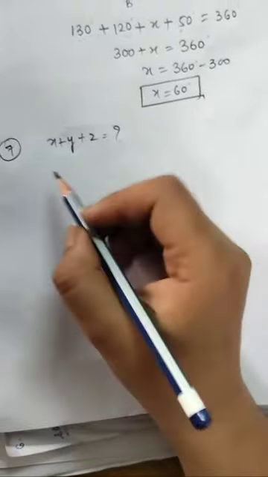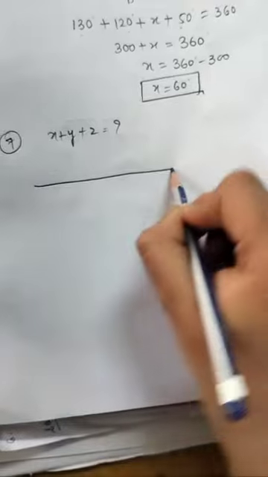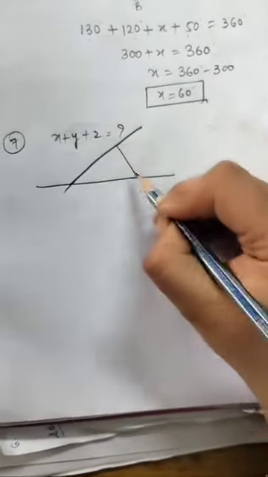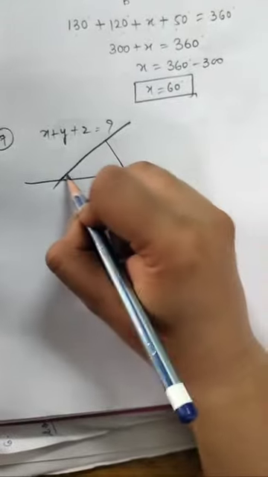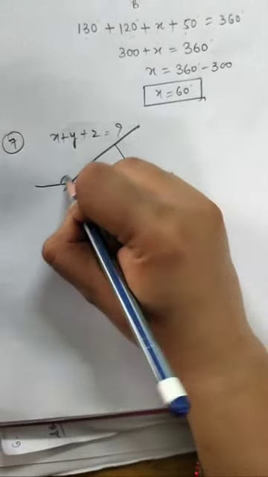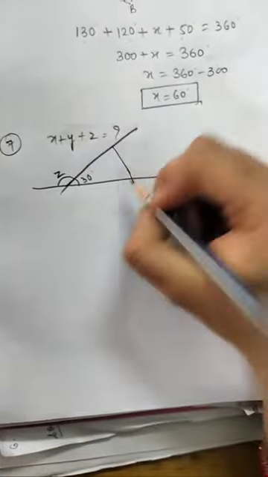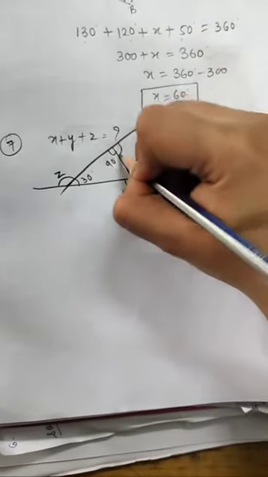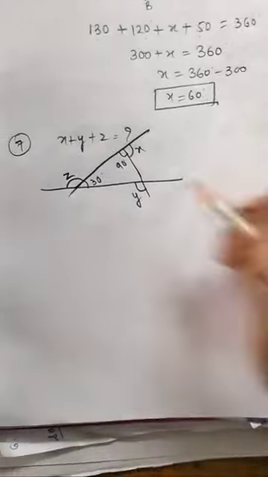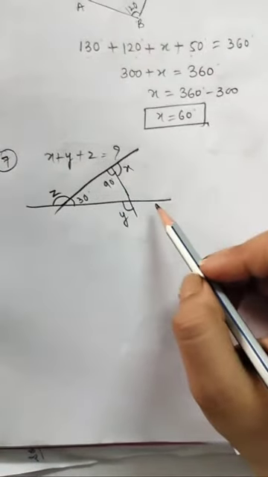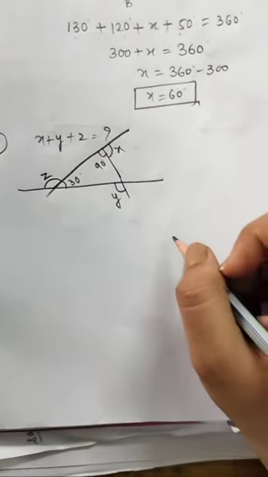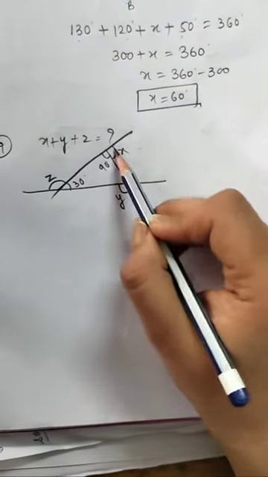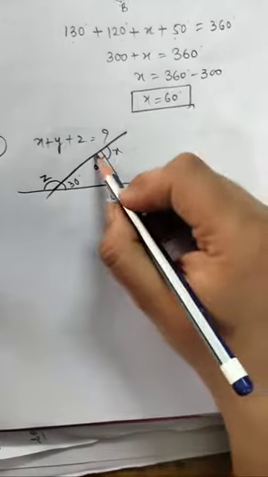So our figure is a kind of triangle. In our question, this is 30 degree, this is angle Z, here we have Y, here we have 90, and here we have X. So here we use the property of angle sum and linear pairs. As you can see here, we can find the value of X, this is 180 degree.